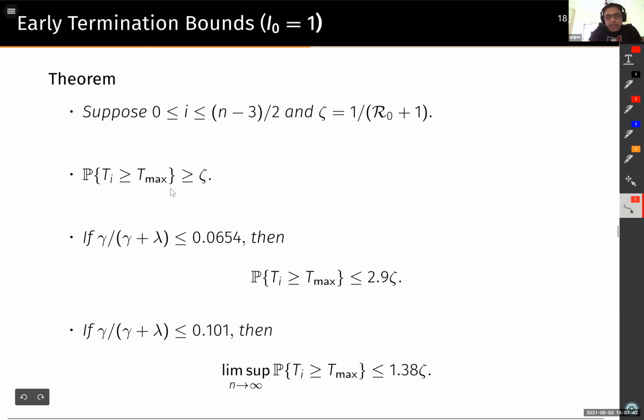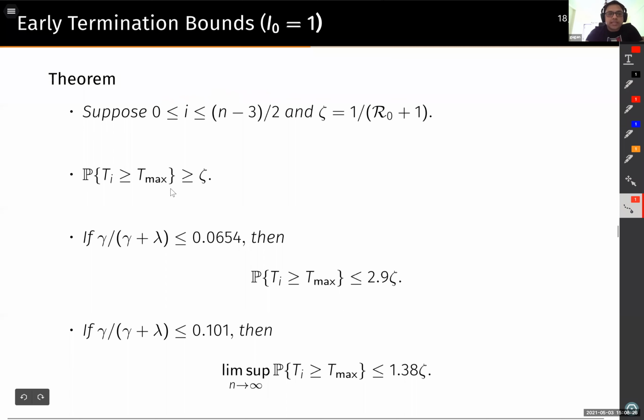So we have two bounds for this probability. The first bound is applicable when we start with I zero equals one. This is ongoing work, and we believe this result can be generalized to the case of I zero equals k as well. But to begin with, we assume that I zero is one, and we try to derive an estimate for this probability. We define this constant zeta, which depends on the basic reproduction number R naught in the following way. And we require that I be less than some constant times n over 2.